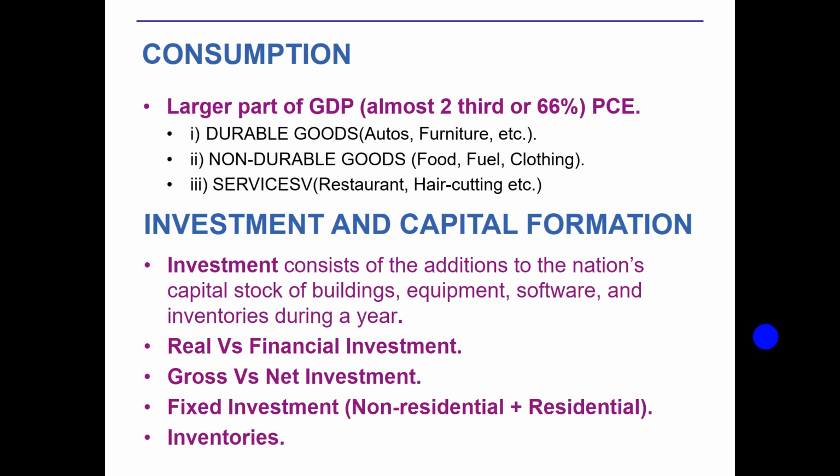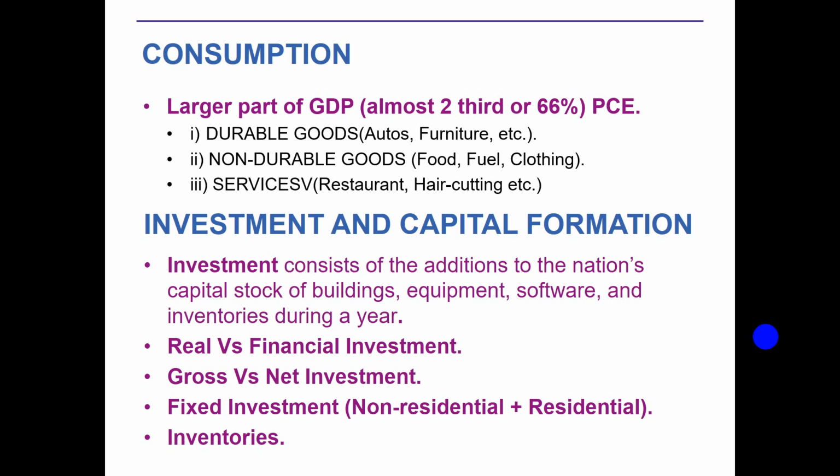On the other hand, the second component of GDP is investment and capital formation. Investment consists of the addition to the nation's capital stock of buildings, equipment, software, and inventories during any specified year. So, real versus financial investment. I've already told you that financial investment is a bit different from real investment, as economists treat investment in a different way. For example, financial investment is if you have money at home, and you bring that money and buy some capital stocks. But real investment is if you have money and it increases your productive capacity.